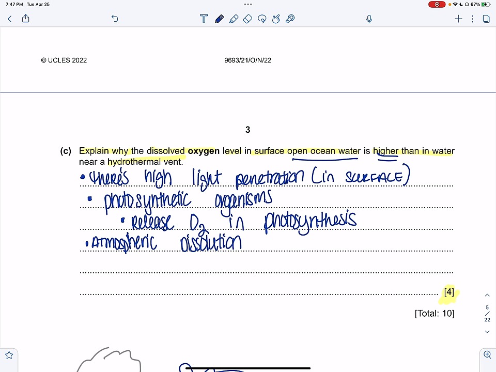Atmospheric dissolution. Another mark, explaining how there is atmospheric dissolution from waves, increasing O2 in the surface.